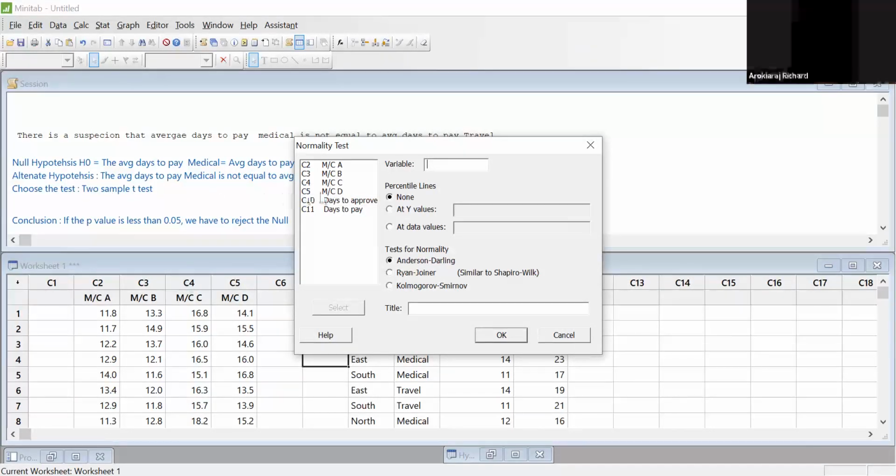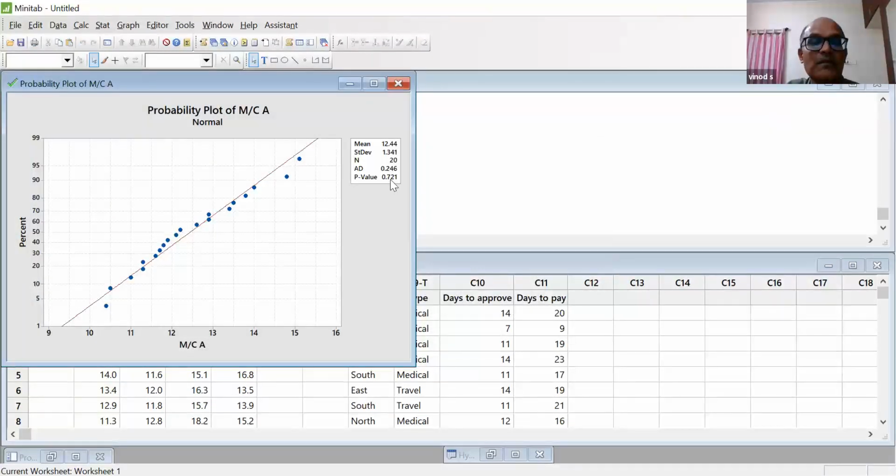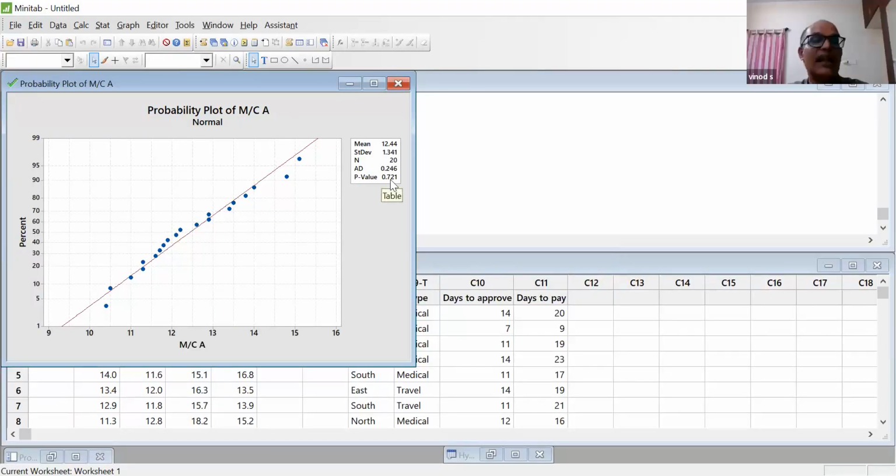We have to take A and D. A and D you want to see? Okay, I'm seeing A first. All four are required, but because of lack of time, I'm just doing one or two. Just select machine A and say okay. Now the p value, how much is it? 0.721. 0.721 means the data is normal, right? If it is less than 0.5, the data is not normal. So that is the case for machine A.